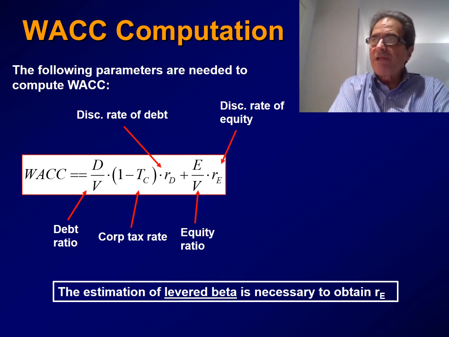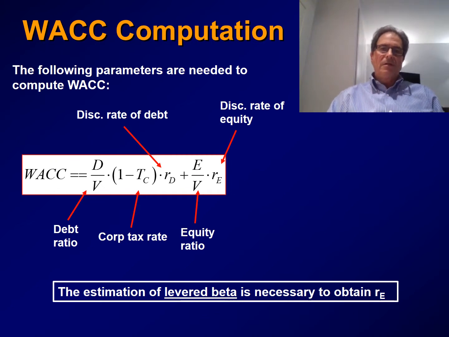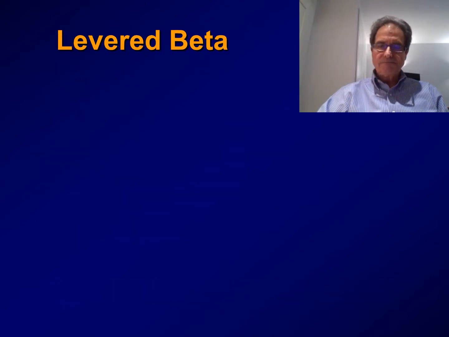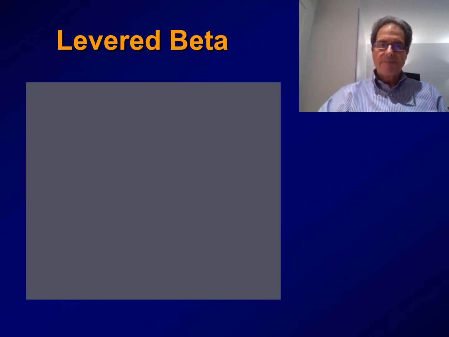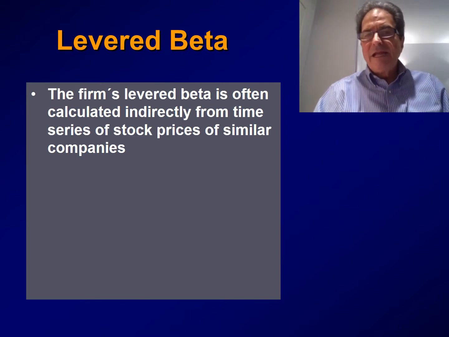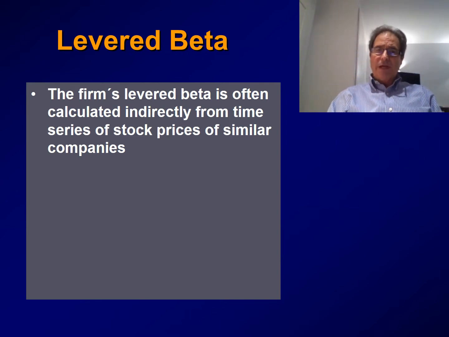The discount rate of equity usually is calculated using the capital asset pricing model, for which we need first to calculate the beta corresponding to this RE. And this beta is a levered beta, a beta which is consistent with the capital structure of the company we are valuing. The levered beta of the firm is often calculated indirectly from time series of stock prices of similar companies.